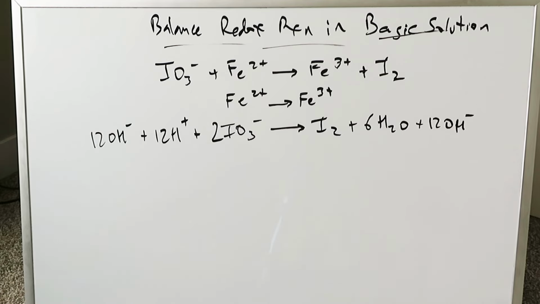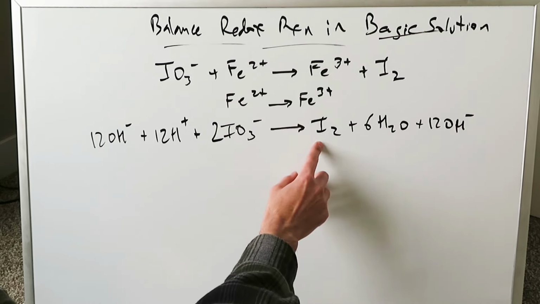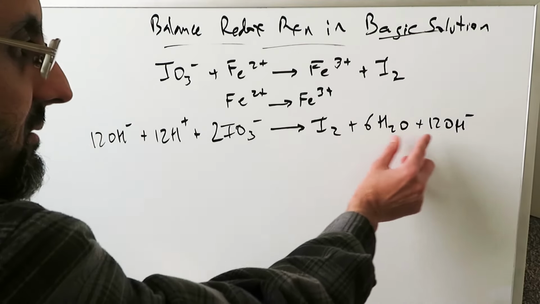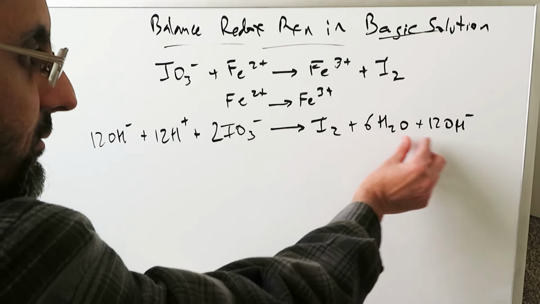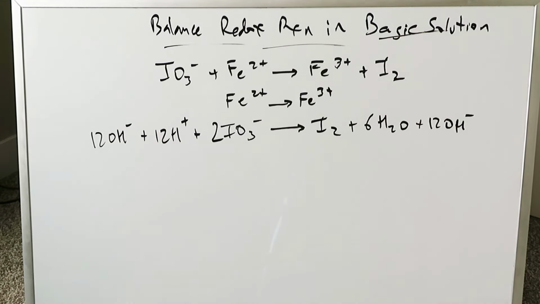What else remains here to be balanced? Well, let's count. We have one iron, 2 iodines, 2 iodines. I have 6 plus 12, 18 oxygens on each side. I have 12 plus 12, 24 hydrogens, 24 hydrogens. So everything looks good.